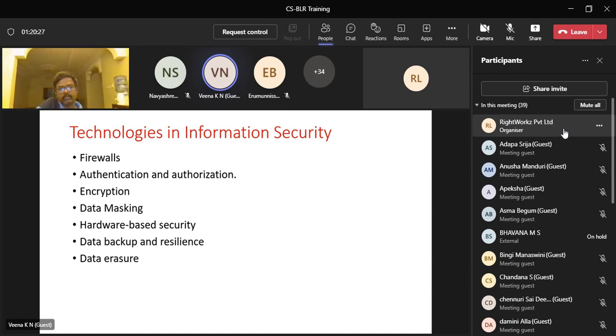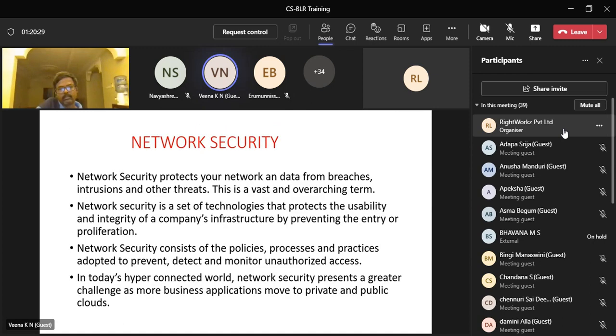Next, the last topic is about network security. Network security protects your network and data from breaches, intrusions and other threats. This is a vast and overarching term. Network security is a set of technologies that protects the usability and integrity of the infrastructure by preventing the entry or spread of foreign threats. It consists of policies, processes and practices adopted to prevent, detect and monitor unauthorized access.